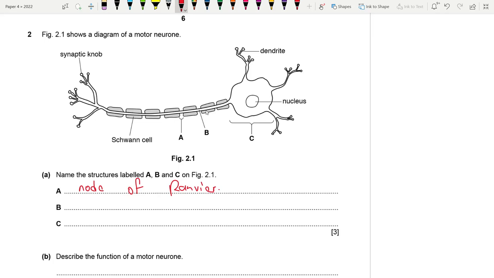So a nerve cell has two types of projections, right? One that carries the impulse away from the body, and one that brings impulses towards the body. So these ones are the dendrites that bring impulses towards the nucleus or the body. The one that takes the impulse away, that's called the axon, right? What about C? What is that part called? It's called the cell body. You could also say soma, but it is not recommended.